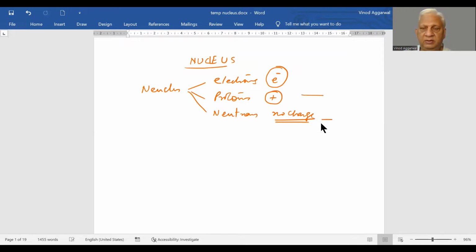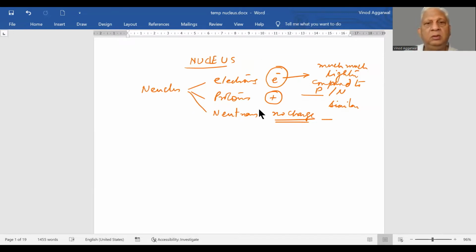Weight-wise, protons and neutrons are very similar to each other in weight, whereas an electron is much lighter compared to a proton or neutron. Okay. Now, all these items are weighed not in terms of kilograms or grams, but in a standard unit called atomic unit.